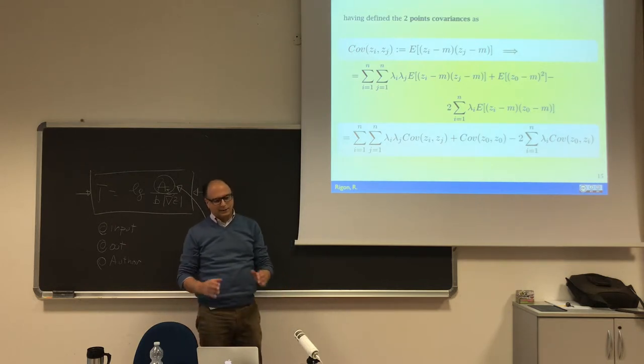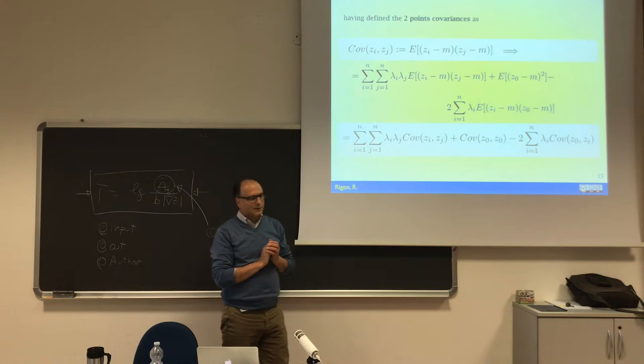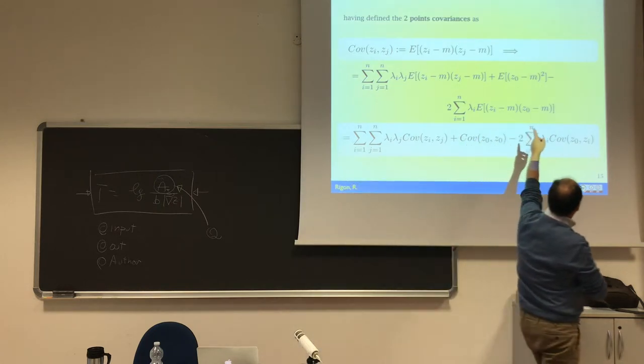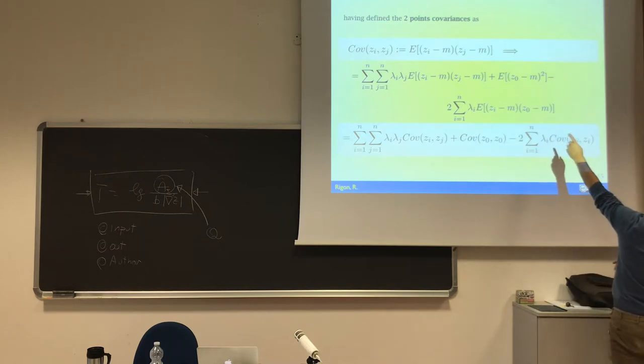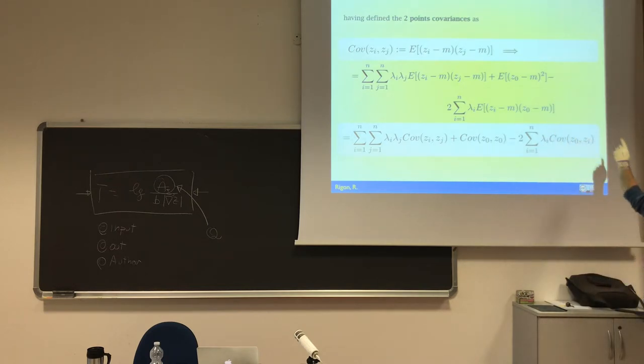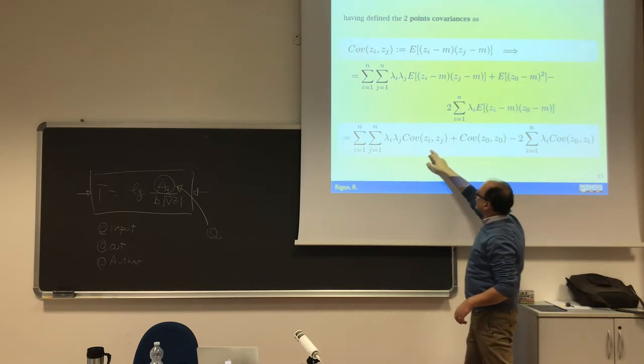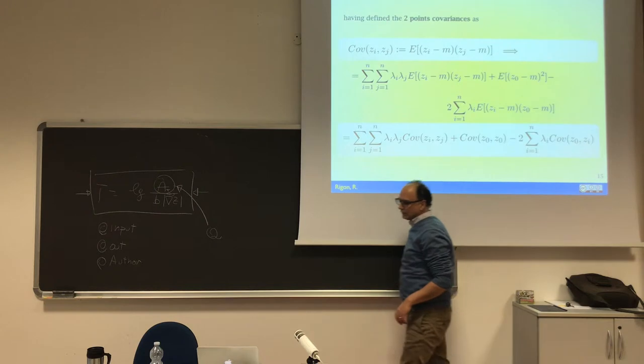So when we find the previous formula, this product, we say that it is a covariance. Actually, here we have the expected value of zeta zero minus m squared. This is actually the covariance of a measure in the same point, which turns out to be the variance of the process. And here we have another covariance. So we can rewrite our expression like this one.